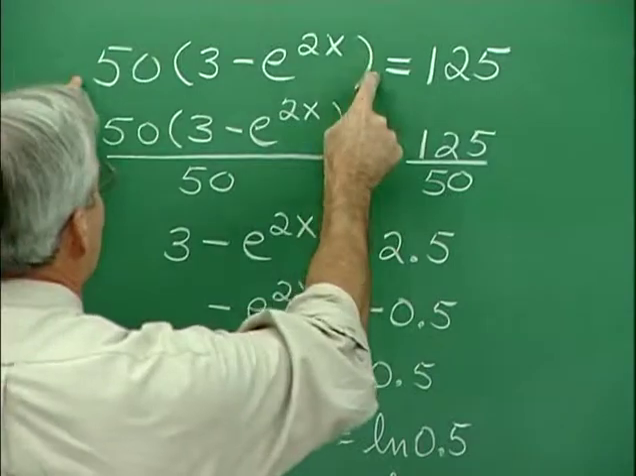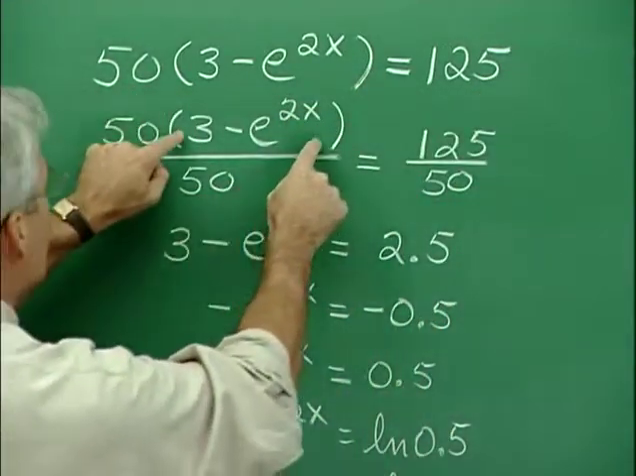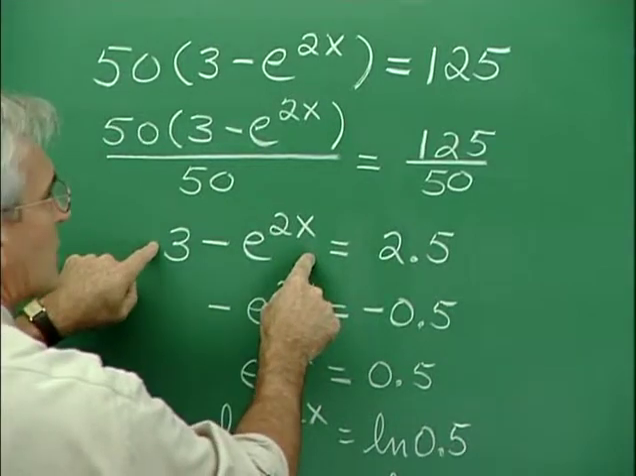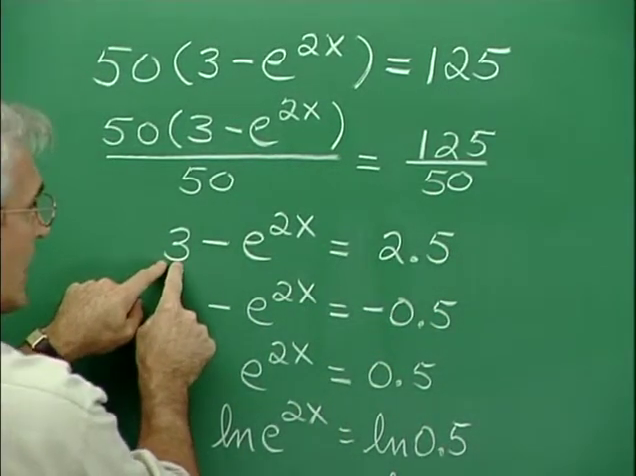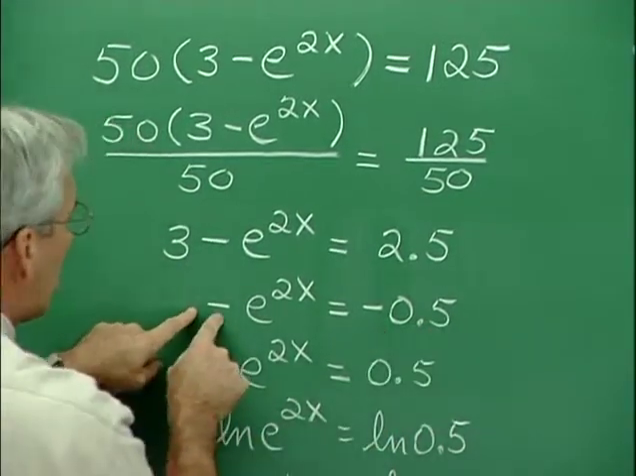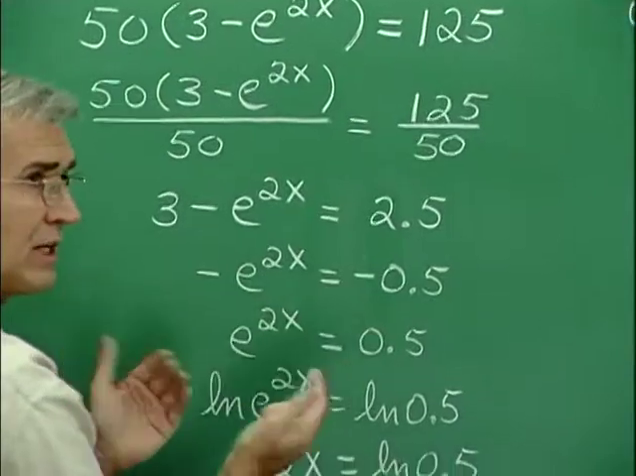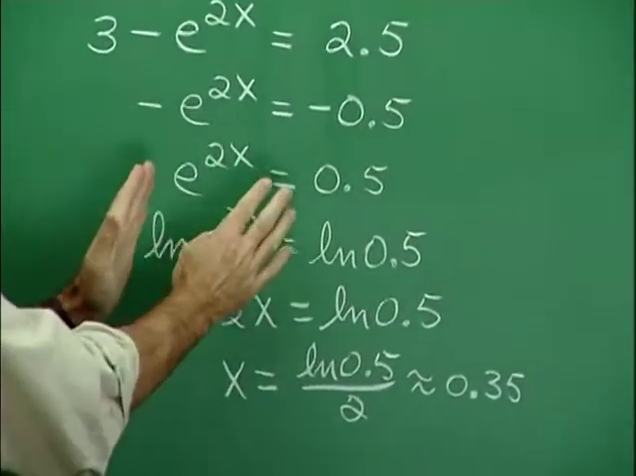You see, that will serve to isolate the binomial to begin with. So just dividing on this side by 50, dividing on this side by 50, the 50s go out here and we have 3 minus e to the 2x. On the right we get 2.5. Now we'll subtract 3 on both sides, and on the right we get negative 1/2. Now we want to clear the minus sign, multiply on both sides by negative 1 to get this, and now we're ready to apply natural log.